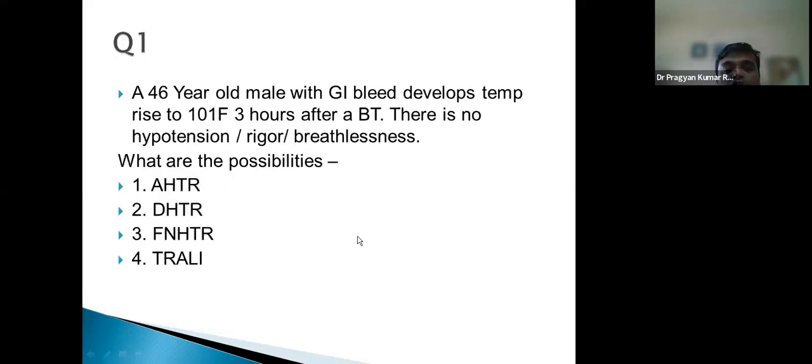I would pause here and ask the attendees to respond. Some of them have already answered. Please, all of you can answer the question. It is 1, 2, 3, or 4. So only a rise in temperature to 101 degrees Fahrenheit 3 hours after blood transfusion. What are the possibilities?